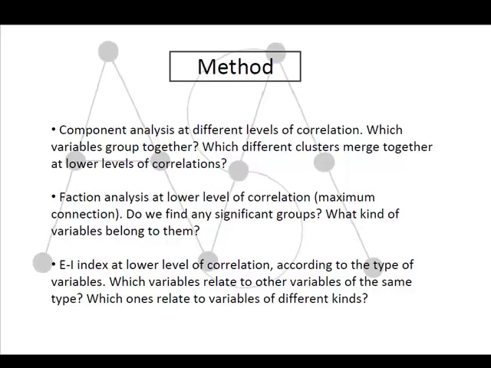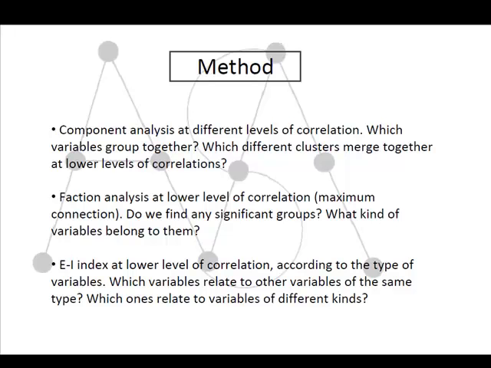So once I have my network, then I need a method to analyze this network. So I can visualize different levels of correlation, so correlation at a very high level, and I can start looking at components. A component in a network is a group of nodes that are linked together somehow. They might not be completely linked all together, but they are linked together and detached from other groups. So I can see which different clusters merge together when I lower down the level of correlation. Obviously, at a high level of correlation, I might have few groups. But then if I lower down, I start seeing these groups merging.